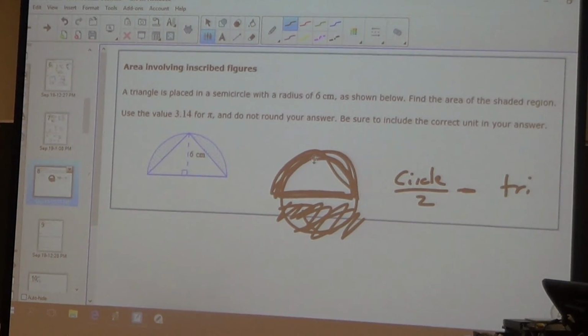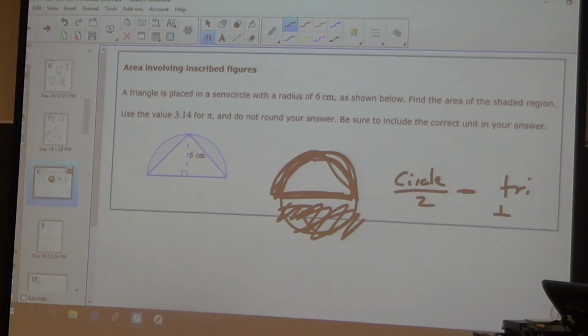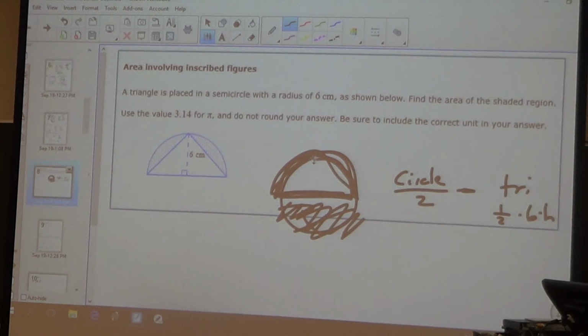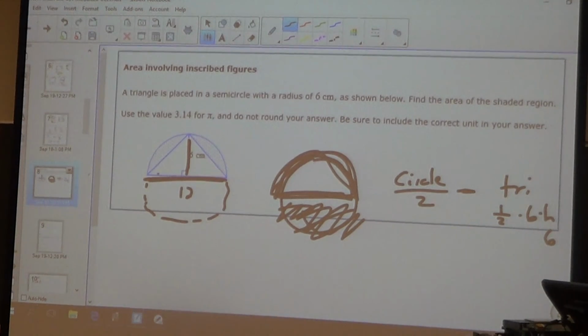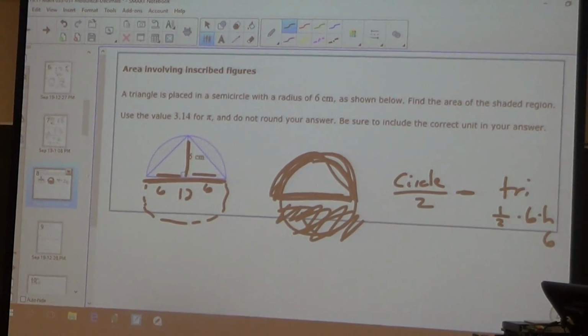Triangle. Now, for my triangle, the formula for a triangle is 1/2 base times height. What's the height? 6. What would my base be? 6. My base would be 12 because look, if I drew the circle, 6 is your radius, which means this would be 6 and this would be 6, so your base would be 12. All right, I'm done. How about right here, right?